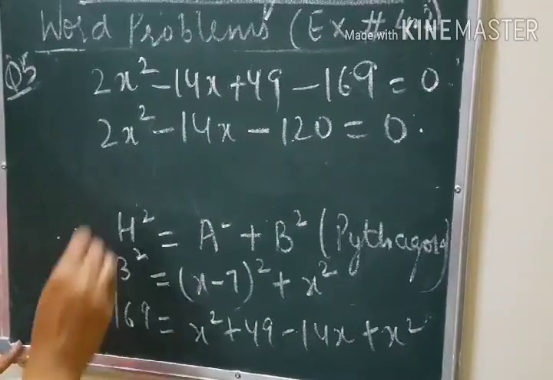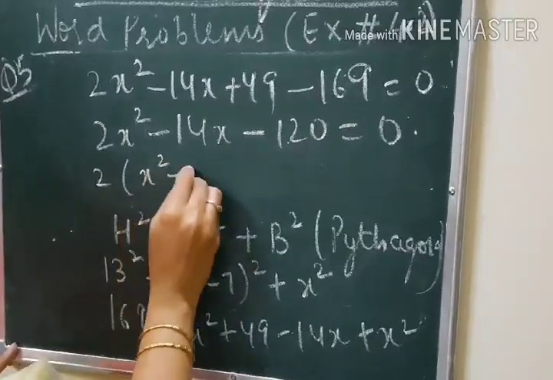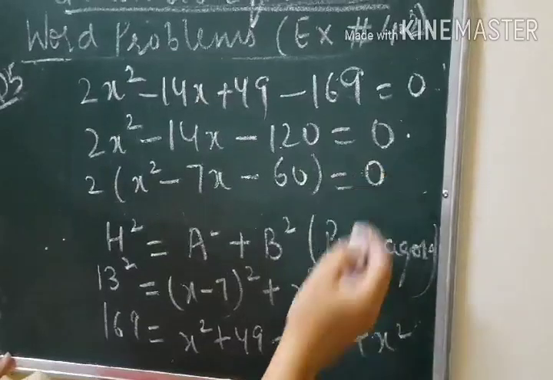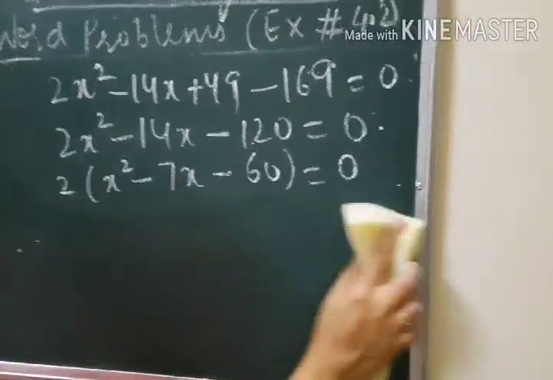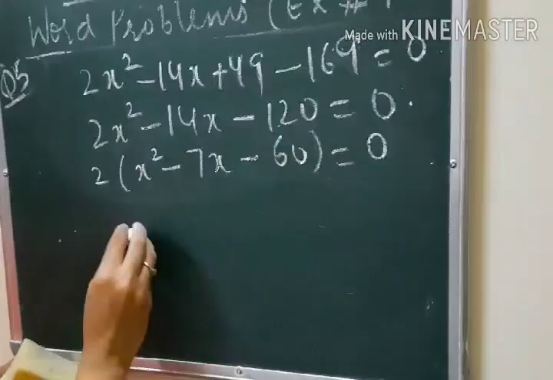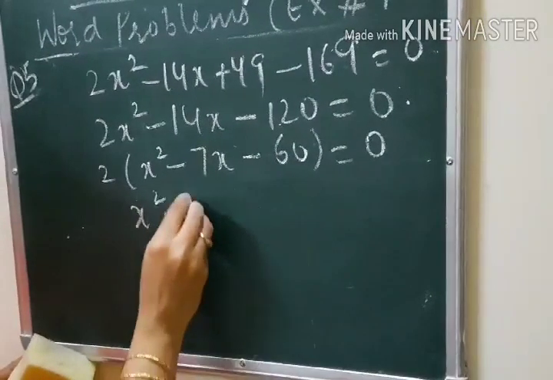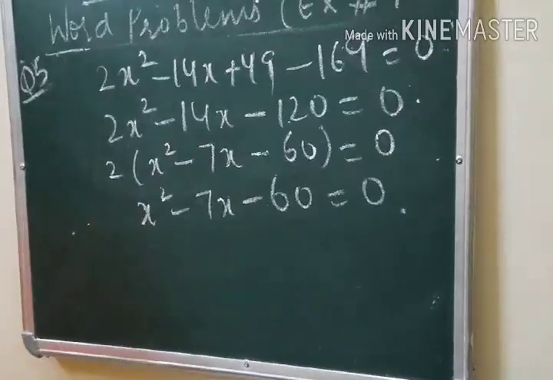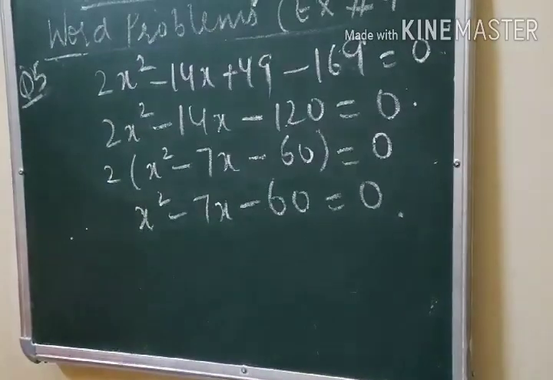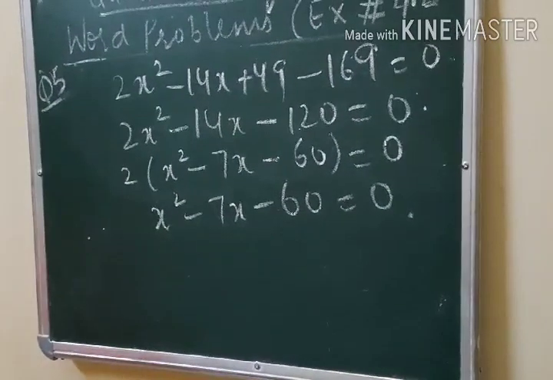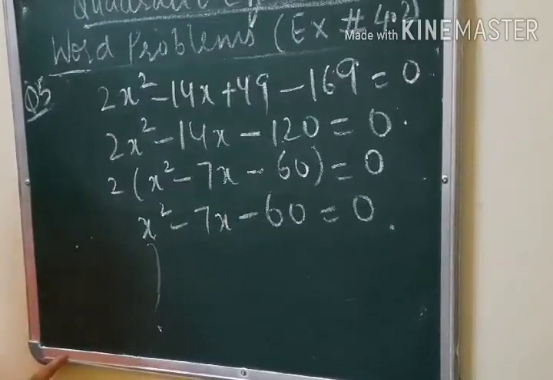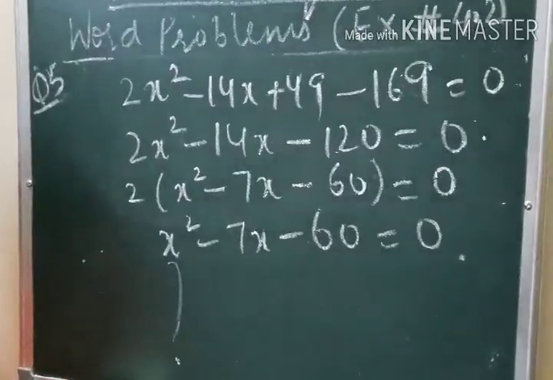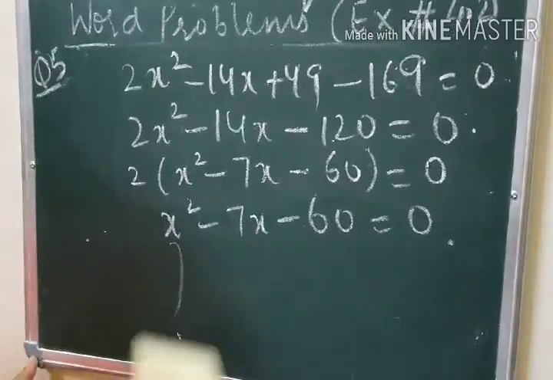Again take 2 common. It will be x square minus 7x minus 60 is equal to 0. 2 will be shifted to that side. So x square minus 7x minus 60 equal to 0. This is your quadratic equation. Solve it further by factorization or by any other method and find altitude and base. So this was your question number 5.